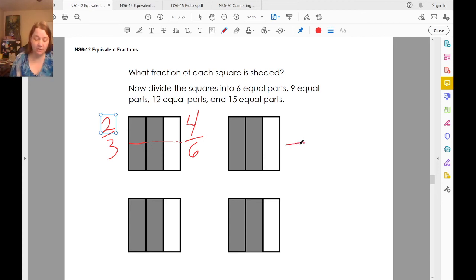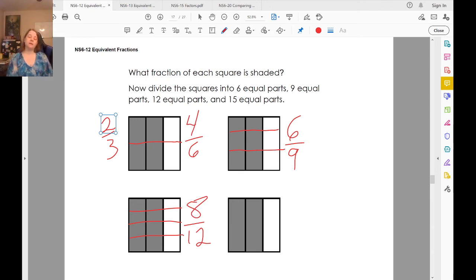To get everything into 9 equal parts, or a denominator of 9, we're going to multiply by 3 because each one of these pieces has to be broken into thirds. So when we multiply 2 times 3, we're going to get 6 over 9. To get it into 12 equal parts, we're going to have to multiply by, well, 3 times what is 12? 3 times 4 is 12, which means we're going to break them into fourths, which means we're going to cut it up into those perfectly equal portions. 2 times 4 is going to be 8.